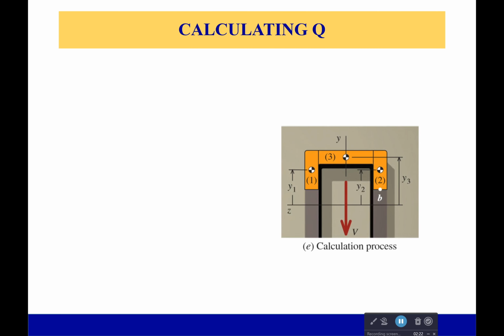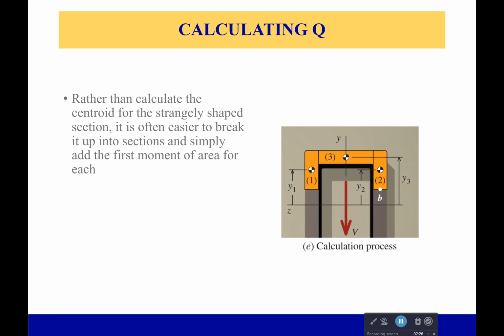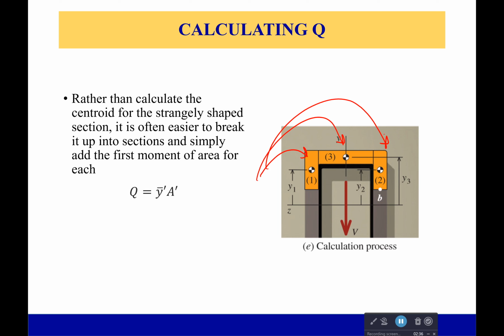Now, that was difficult though, and I hate difficult things, so let's make it a bit easier. Because if we want to, rather than calculate the centroid for that strange shape, you can make it out of a bunch of simple shapes. So in this case, I'll just have 3 rectangles. And I'll get the same answer.